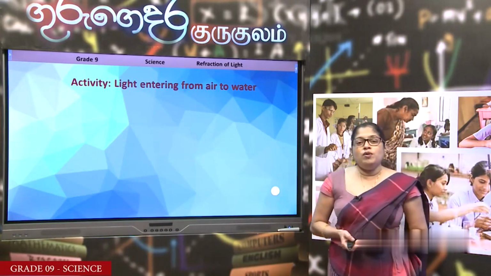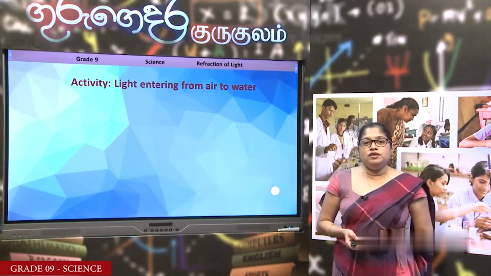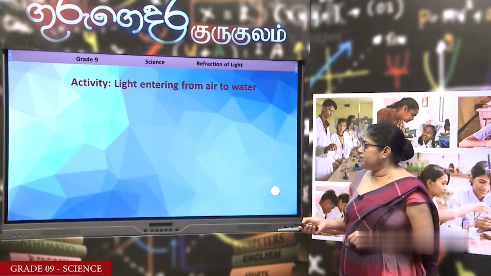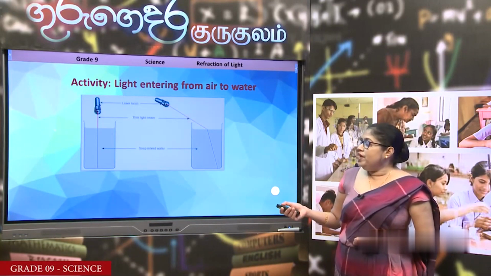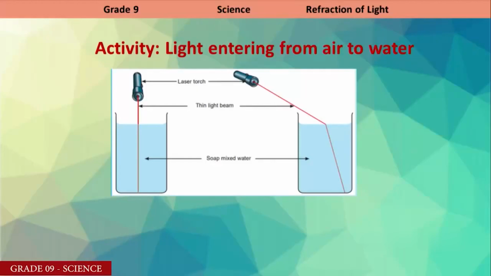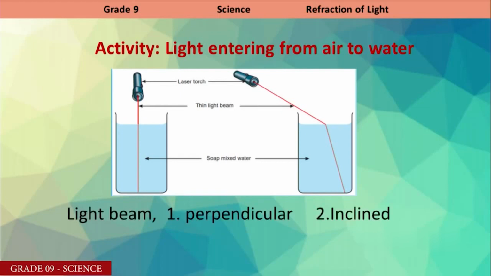To show how light bends, I would like to introduce you a small activity. Here, there is a beaker of water, and to that beaker, I direct a ray of light perpendicularly at the first instance, and in the second instance, I direct inclined ray of light to the surface. So, we will do this activity and see what will happen.